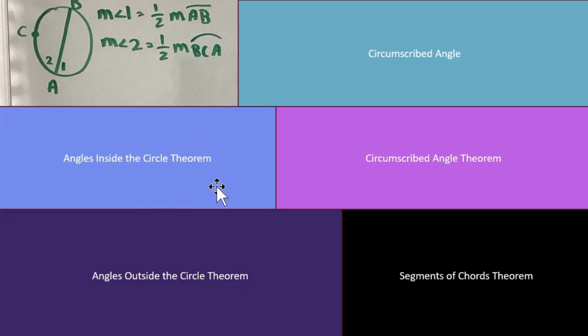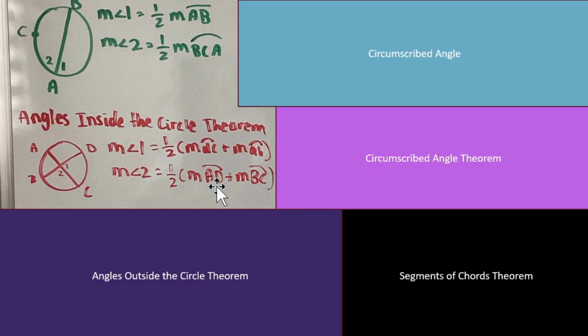Okay, now we're going to do the angles inside the circle theorem. Angle 1 is half of DC and AB. Okay, and this angle right here, if they are congruent and everything, then that angle too. So half of these two is equal to this angle. Now for angle 2, half of AD and BC is equal to angle 2. So basically the exact same thing, right?